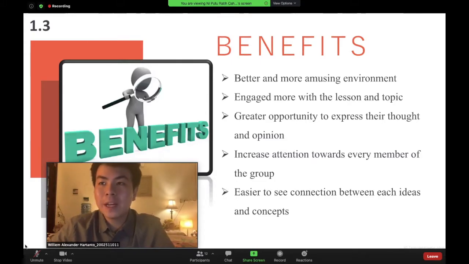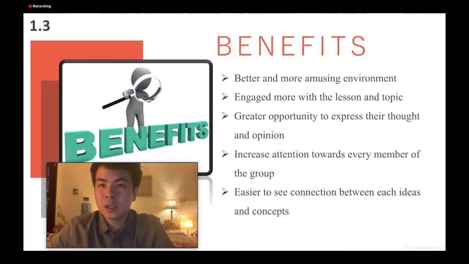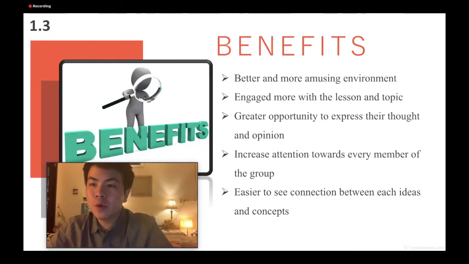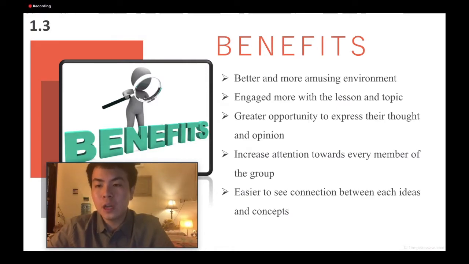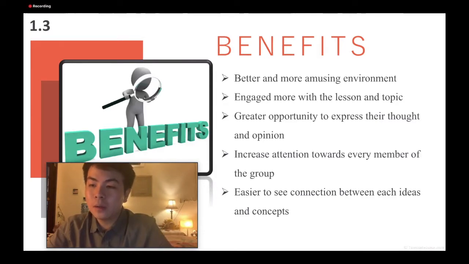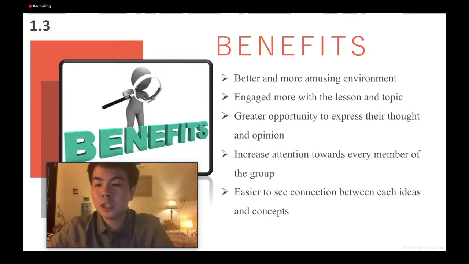Next is benefit. The benefit for medical students by implementing small group discussion is that students have a better and more amusing environment where they can engage more with the lesson and topic they're in, and also express their thought and opinion freely, solving their problem together as a group. The limited amount of people inside the group also makes it possible for the presenter to take care and pay attention to the group members that need assistance.